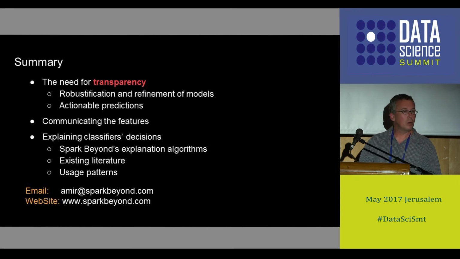Then we spoke about the level of communicating the features, and I gave you a few examples from the output of the SparkBeyond engine on various projects. And then we spoke about explaining the classifier decisions, and I showed you two algorithms that we like to use at SparkBeyond. Actually, we use them in combination with each other. We spoke just a tiny bit about the existing literature, and I briefly touched on various usage patterns.